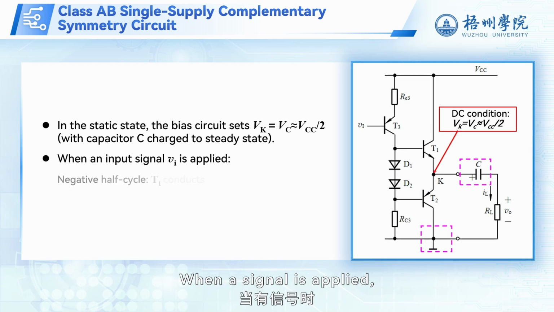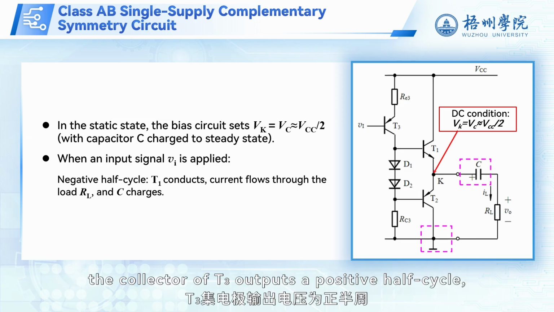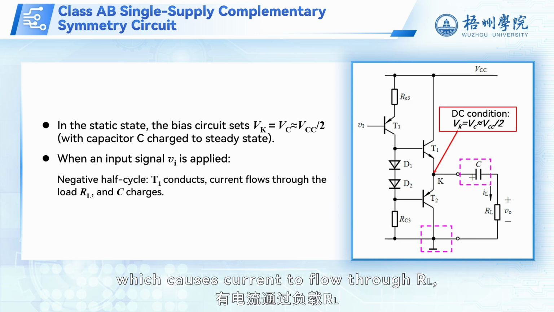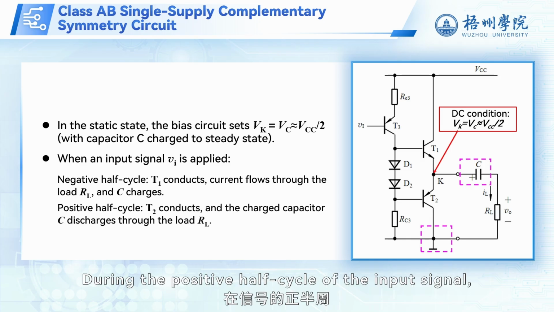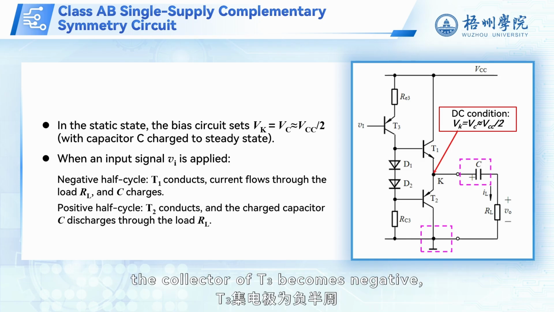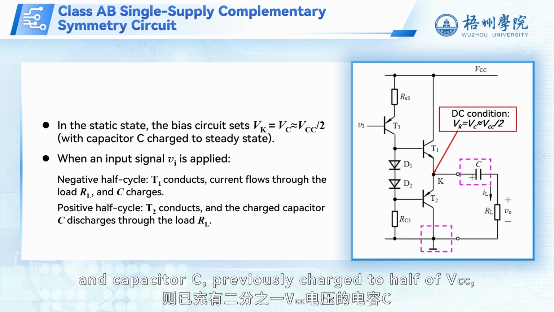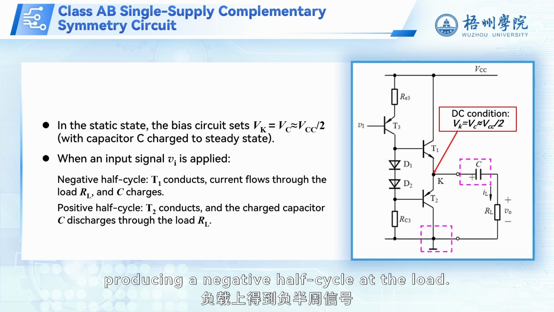When a signal is applied, during the negative half cycle of the input signal Vi, the collector of T3 outputs a positive half cycle, turning T1 on, which causes current to flow through RL, charging capacitor C and delivering a positive half cycle to the load. During the positive half cycle of the input signal, the collector of T3 becomes negative, T2 conducts, and capacitor C, previously charged to half of VCC, discharges through the load RL, producing a negative half cycle at the load.